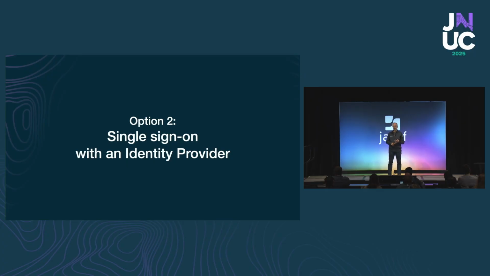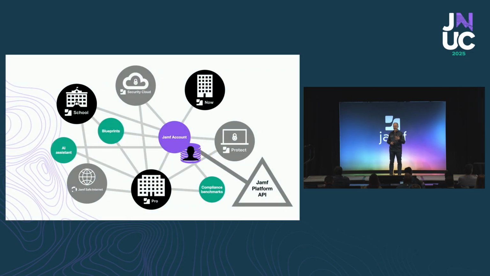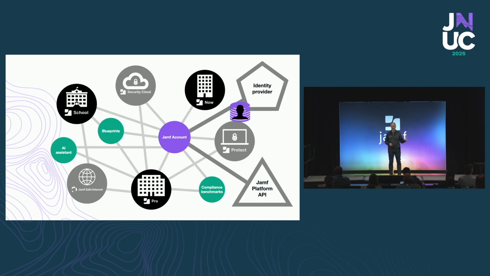So many of our customers do choose to use an identity provider like Google Identity and Access Management, Microsoft Entra ID, or Okta. So an identity provider acts like a directory service for all of your organization's cloud services, not just Jamf services. It replaces the database of customers and usernames and passwords held by Jamf Account with your own database.